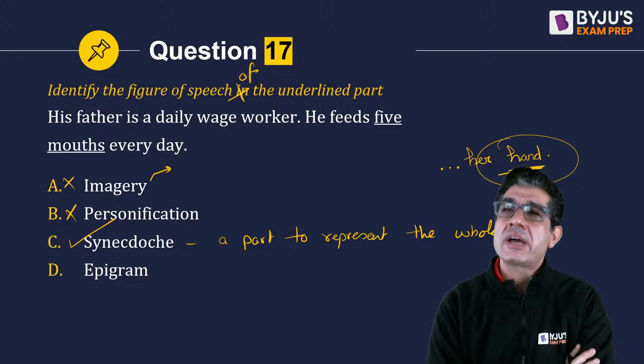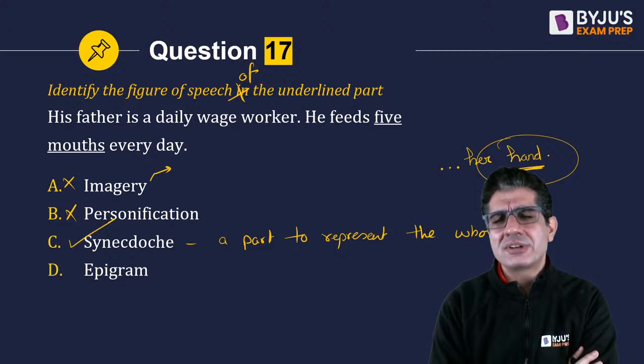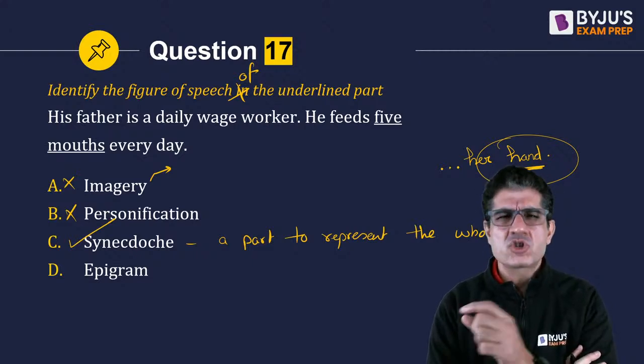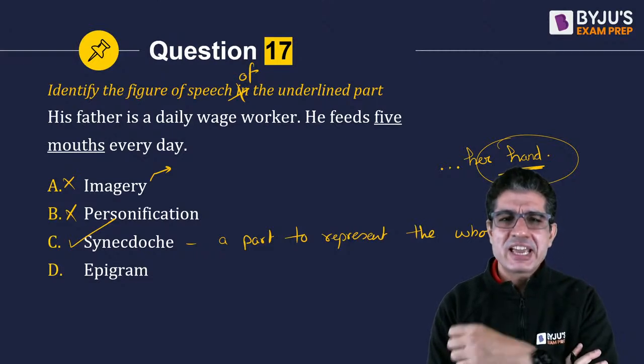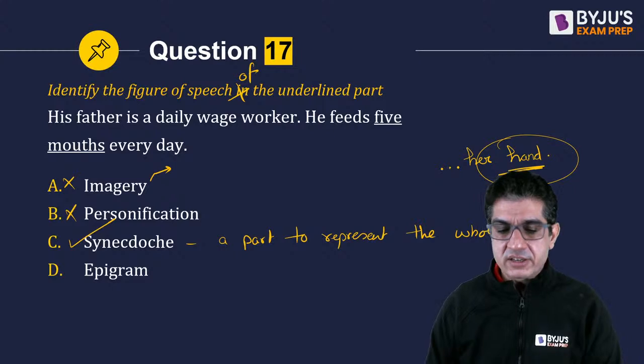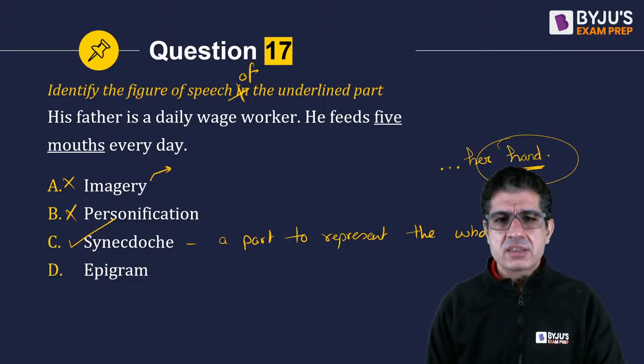Then there is another one by, I think, Mark Twain. They said, outside of a dog, a book is a man's best friend. Inside of a dog, it's too dark to read anyway. So, such short, pithy, clever, humorous statements are called epigrams. But here it turned out to be synecdoche. Okay, then taking you to the next one.